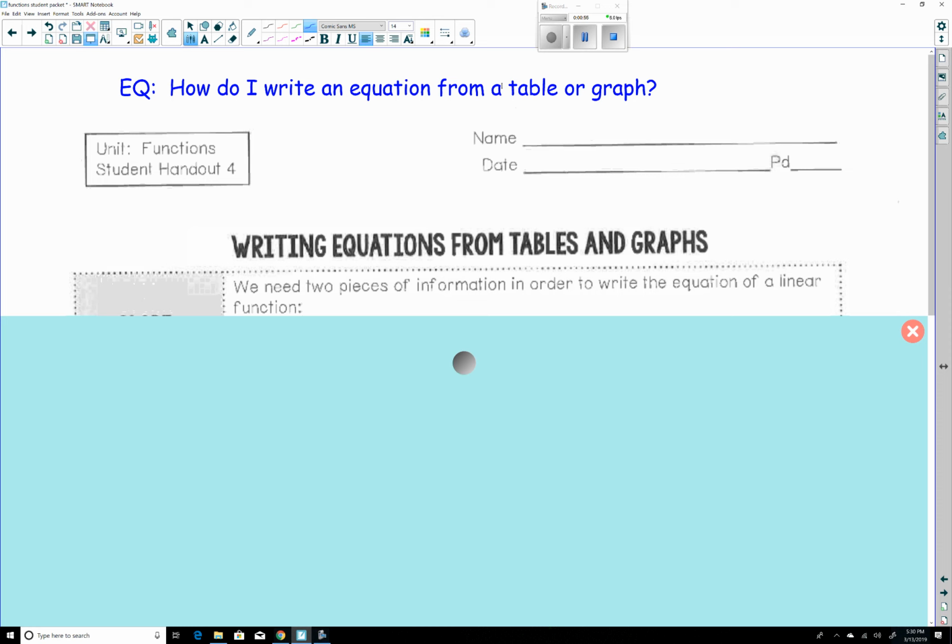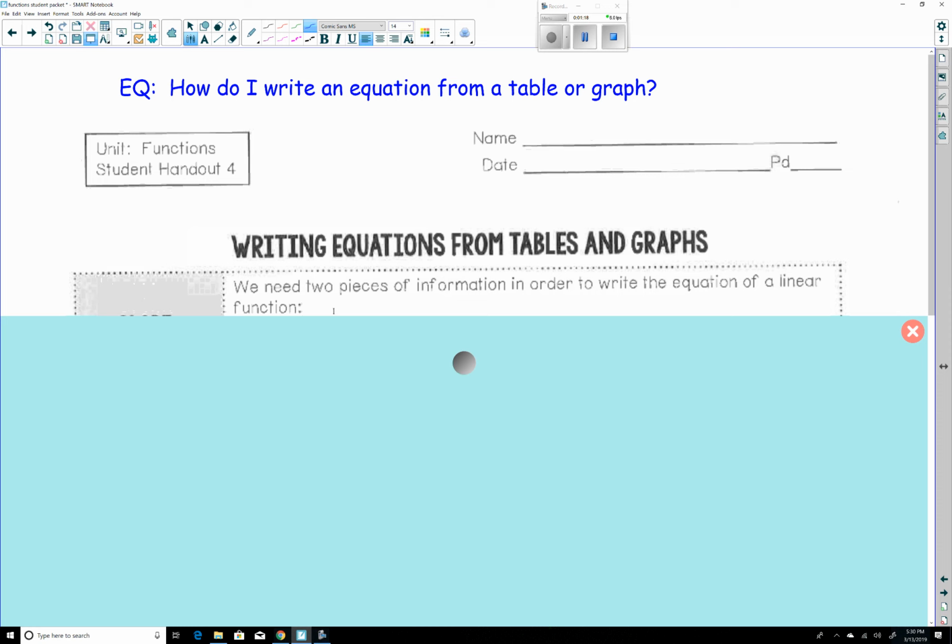And we haven't explicitly been writing equations from tables, although the ideas have been there and we've been finding slope from tables or rate of change from tables for a long time also. So let's do some fill in the blank notes. Writing equations from tables and graphs. We need two pieces of information in order to write the equation of a linear function. I'm hoping you remember what they are.